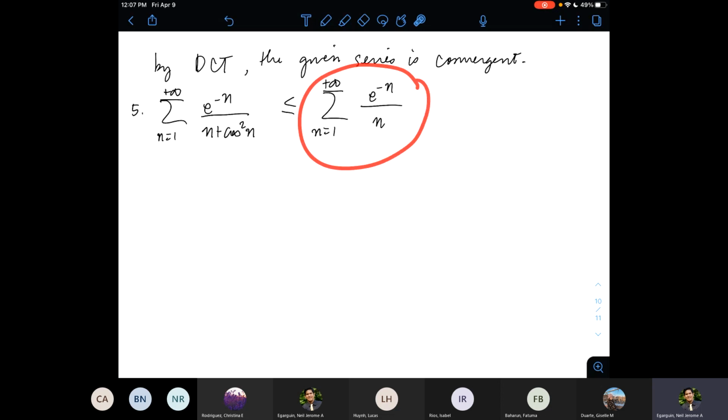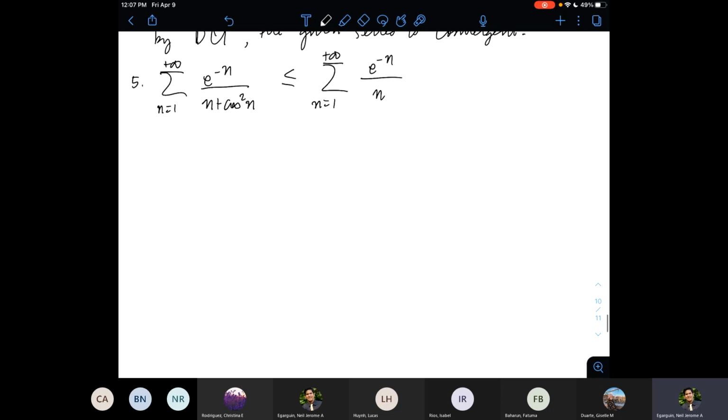For this example, again, I want to see if this is convergent or not. I don't think there's an easy way to handle this series at this point. So what I'll do is take it another notch by completely ignoring the denominator. And I am getting a larger series. Do you agree with this inequality here?